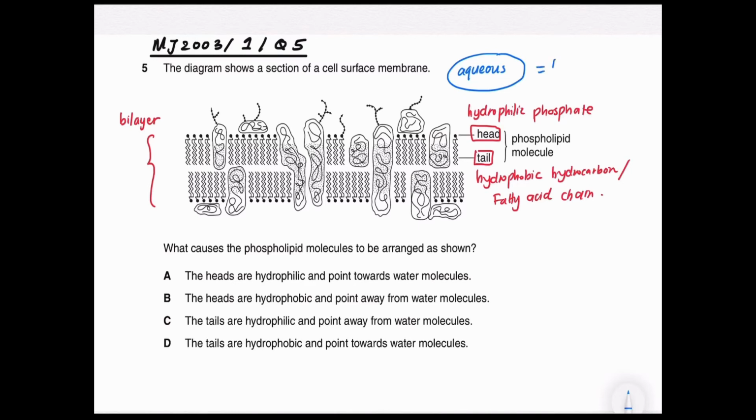which is usually the tissue fluid. And the other side of the aqueous environment will be usually the cytoplasm. With this, what causes the phospholipid molecule to be arranged as shown?